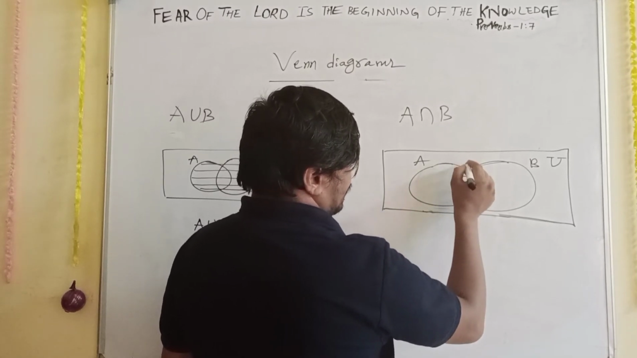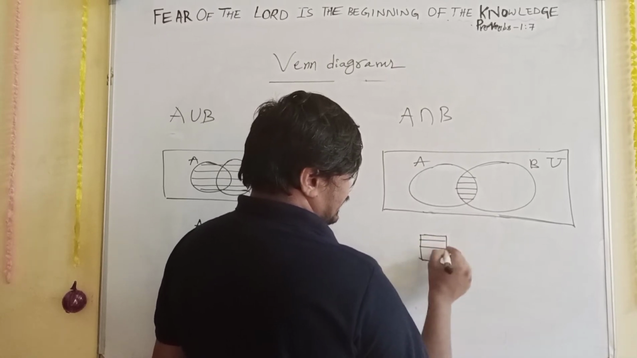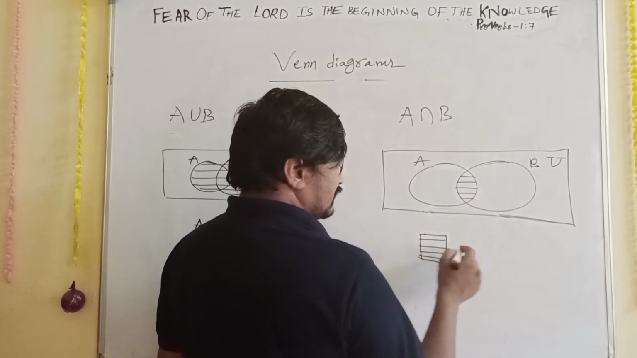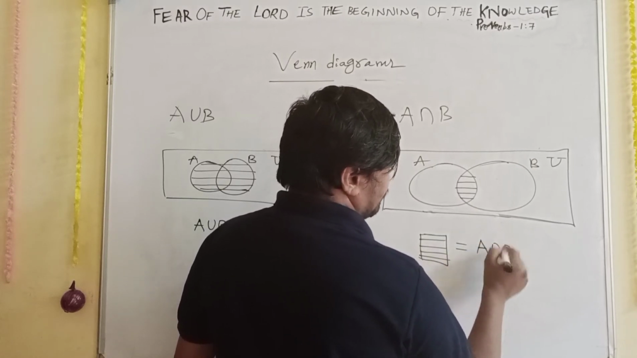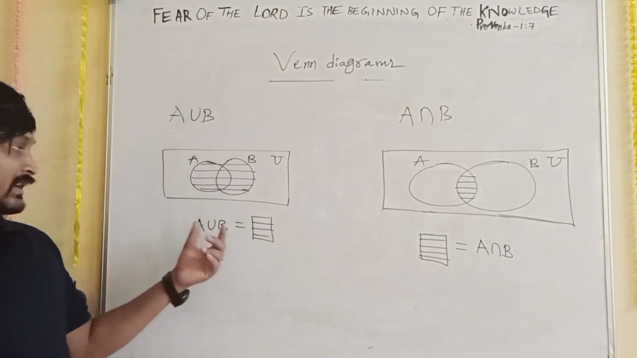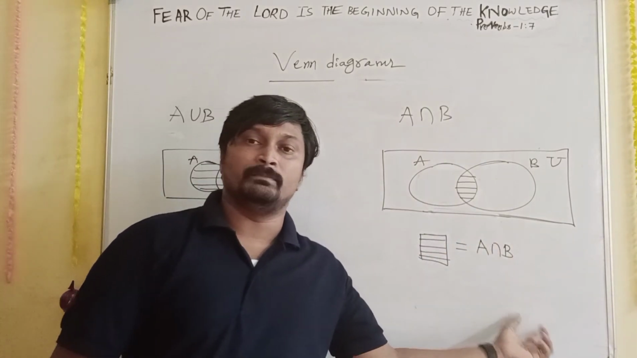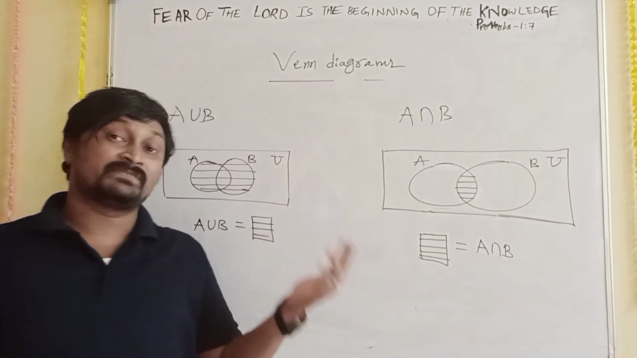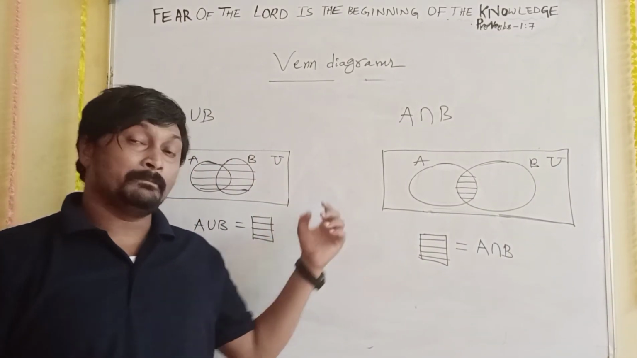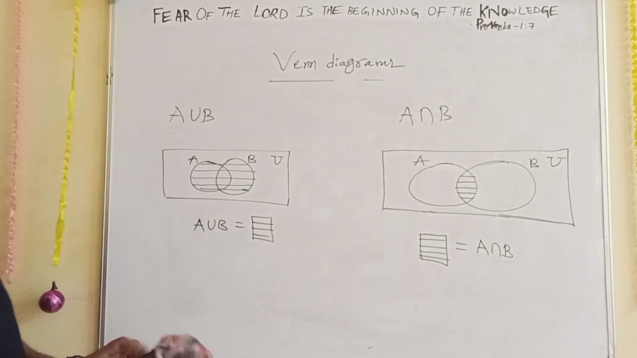So if you want to represent it, you can draw like this: a rectangular box or square box, draw lines, that is equal to A intersection B. Clear now? So here you found A union B, next you found A intersection B. Now we are going to discuss what is A minus B and then B minus A. Okay, so let us discuss first A minus B.